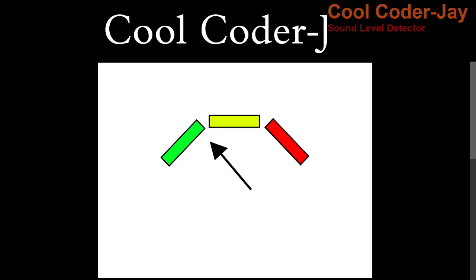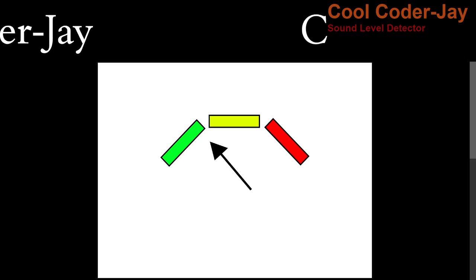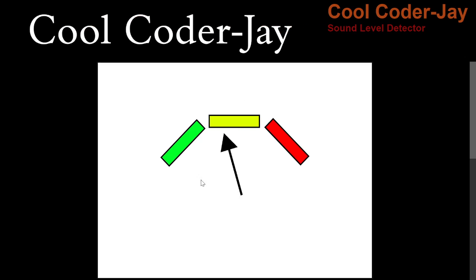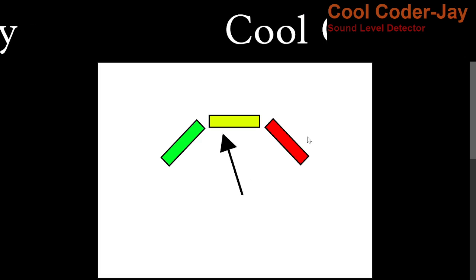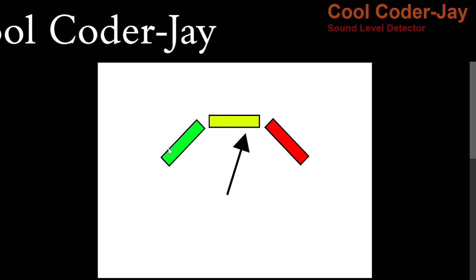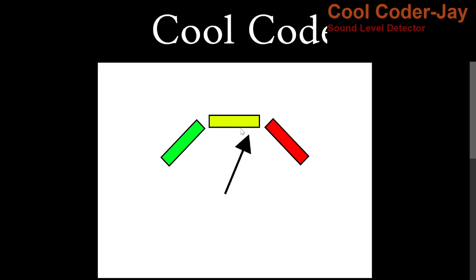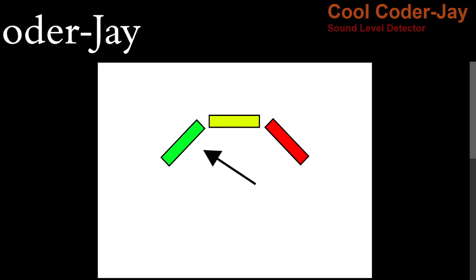Today we are going to see how to make a sound level detector on Scratch. So it will look like something like this. Now as I'm speaking, this arrow moves towards the level of my volume. So when I'm not speaking it goes to green, and when I'm speaking loudly it goes to yellow or sometimes red. So let's get started.